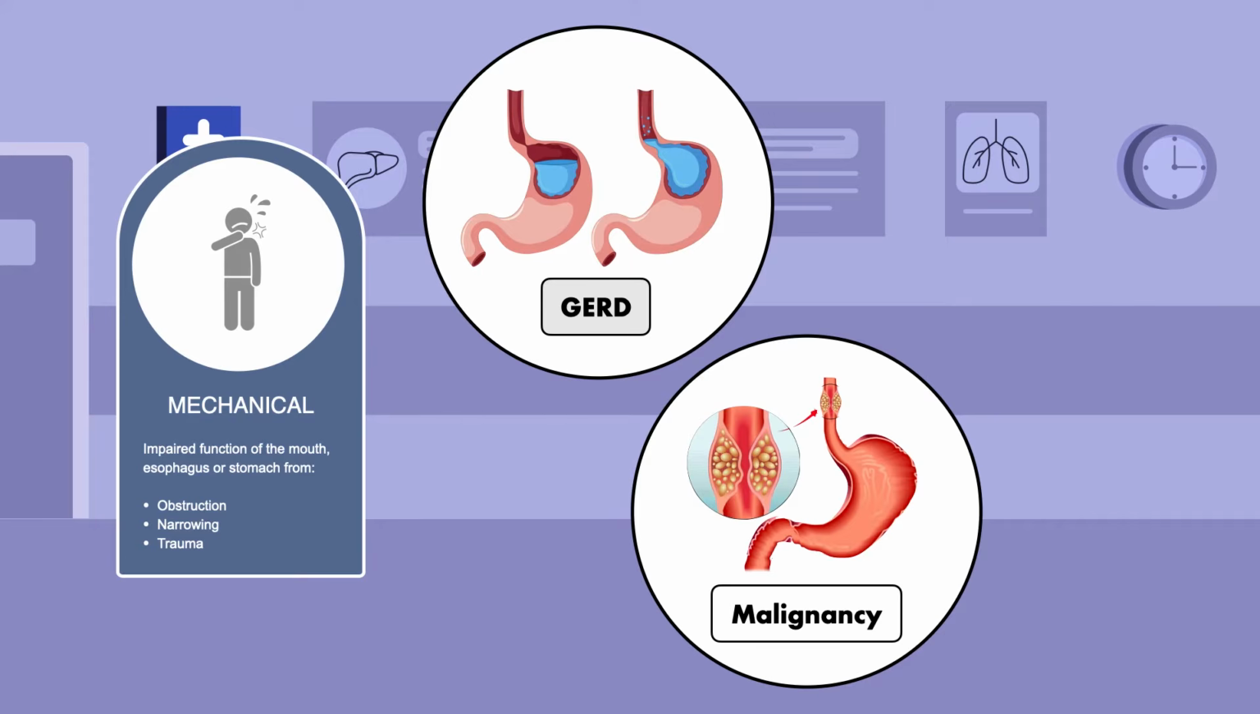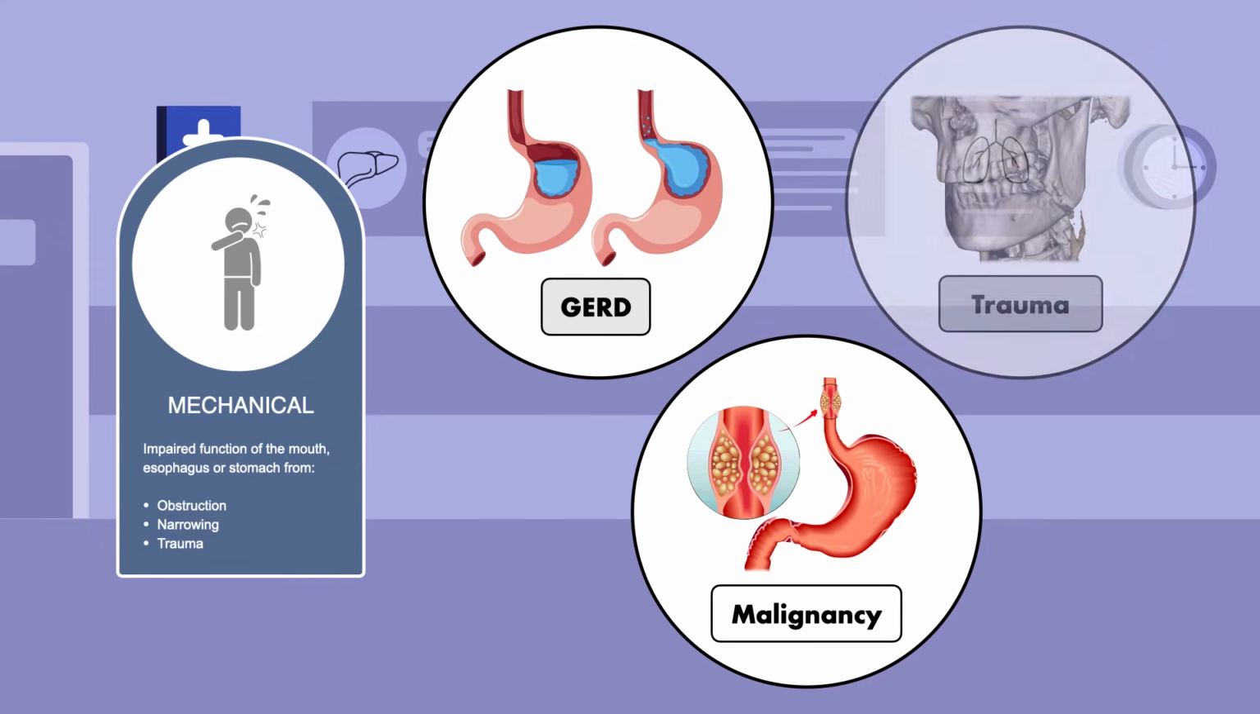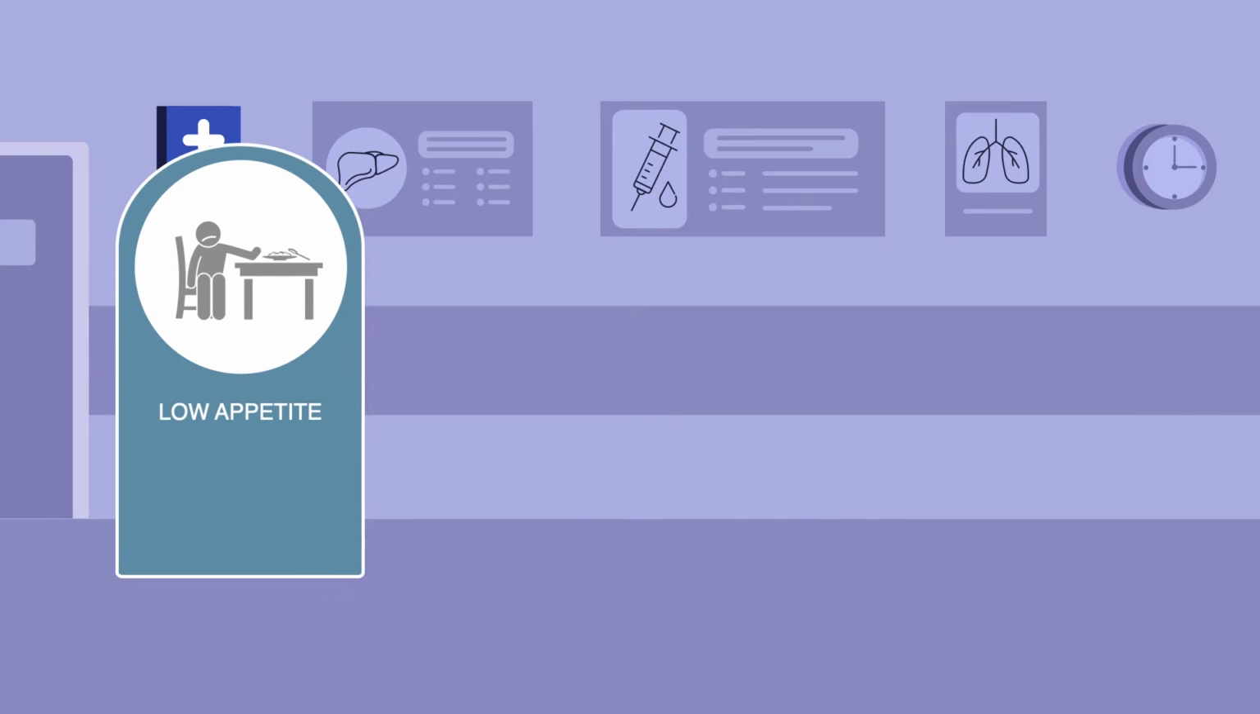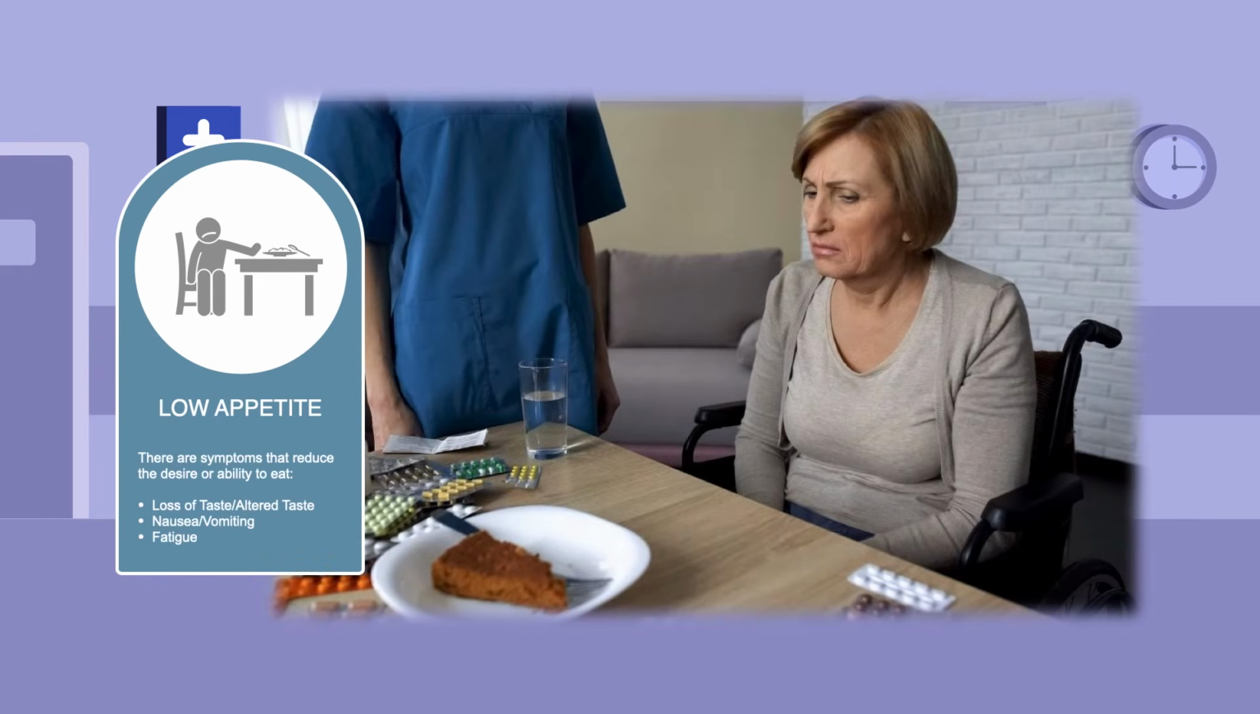The mechanical issue can also result from trauma, which might include an otherwise healthy person who fell off their bike and broke their jaw. The fourth and final group includes those with normal chewing and swallowing function, but there are symptoms that reduce the desire or ability to eat.